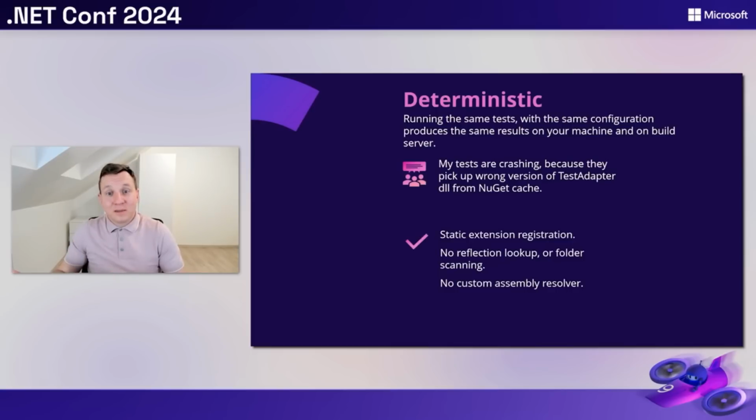So, deterministic. For us, that means that running the same tests with the same configuration should produce the same result. It should produce it on your machine, on the build server, on your colleague's machine that is helping you figure out the problem with your tests, or maybe on our machines when you are sharing a repro of your problem. This was driven by customer complaints, of course, and one such complaint might be, my tests are crashing because they pick up the wrong version of a test adapter DLL from the NuGet cache.